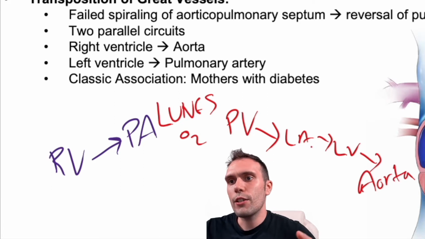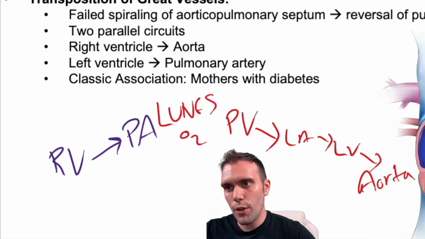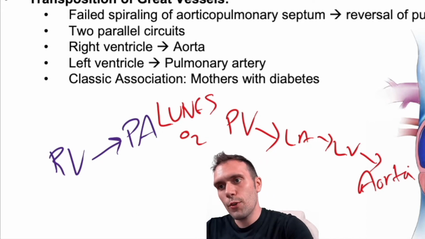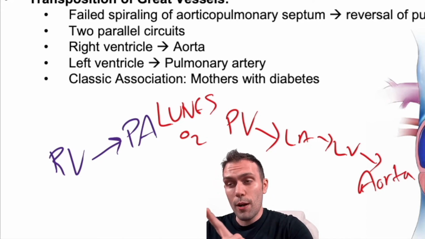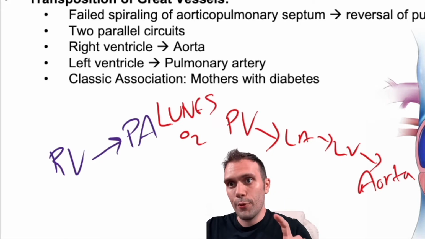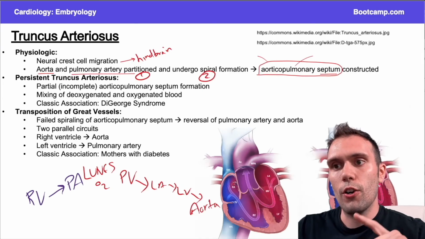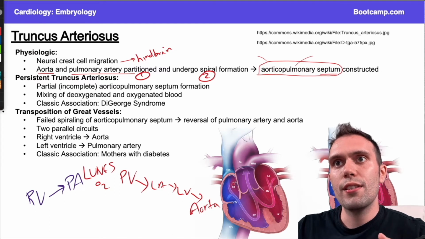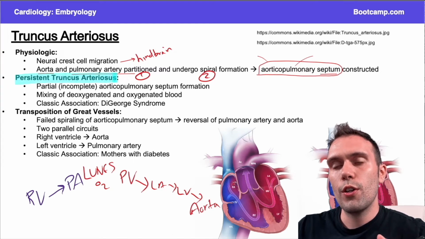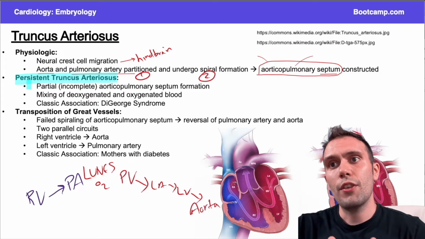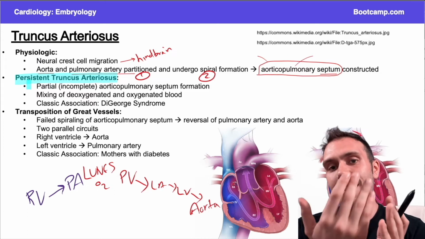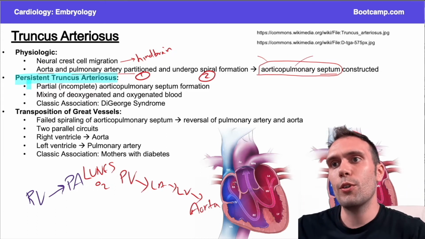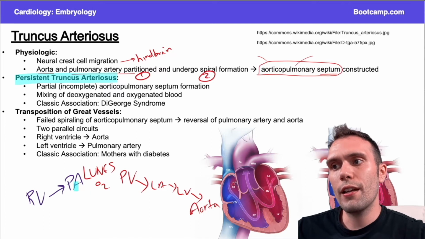Now, the idea here is if I have this spiral formation, I can get the pulmonary artery in the right spot, I can get the aorta in the right spot. If I don't have spiral formation, something bad is going to happen, right? And so these two pathologies down here are describing that very process. So the first one is the persistent Truncus Arteriosus. So it's like the name says. The original structure has never been partitioned, or it's an incomplete partition between the aorta and the pulmonary artery.